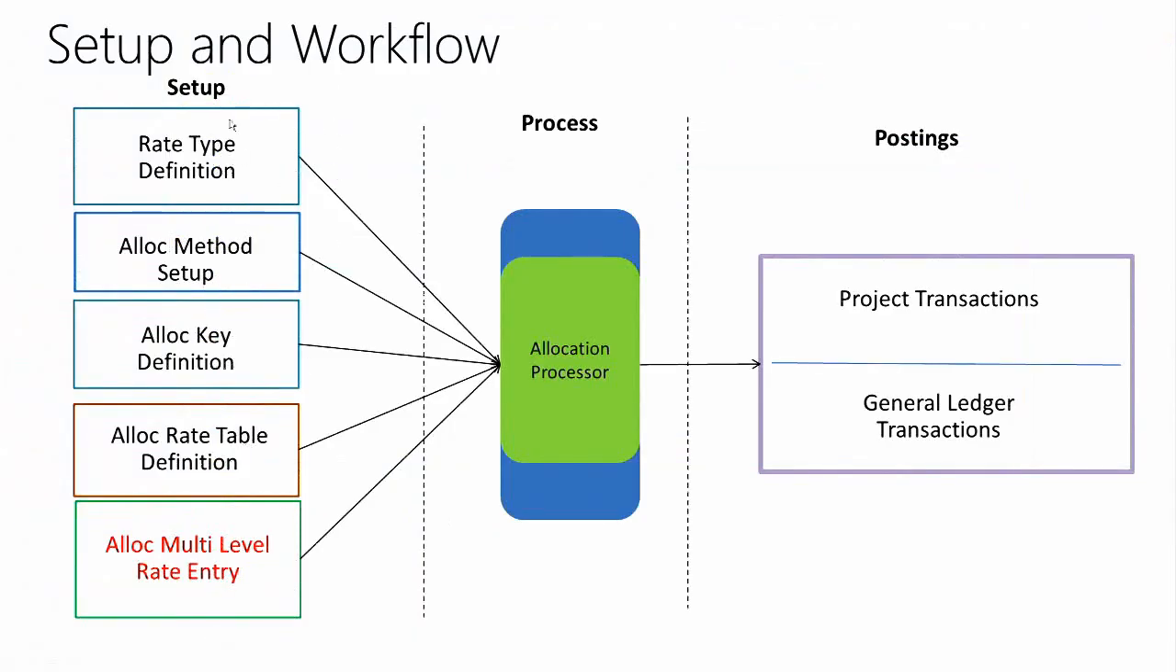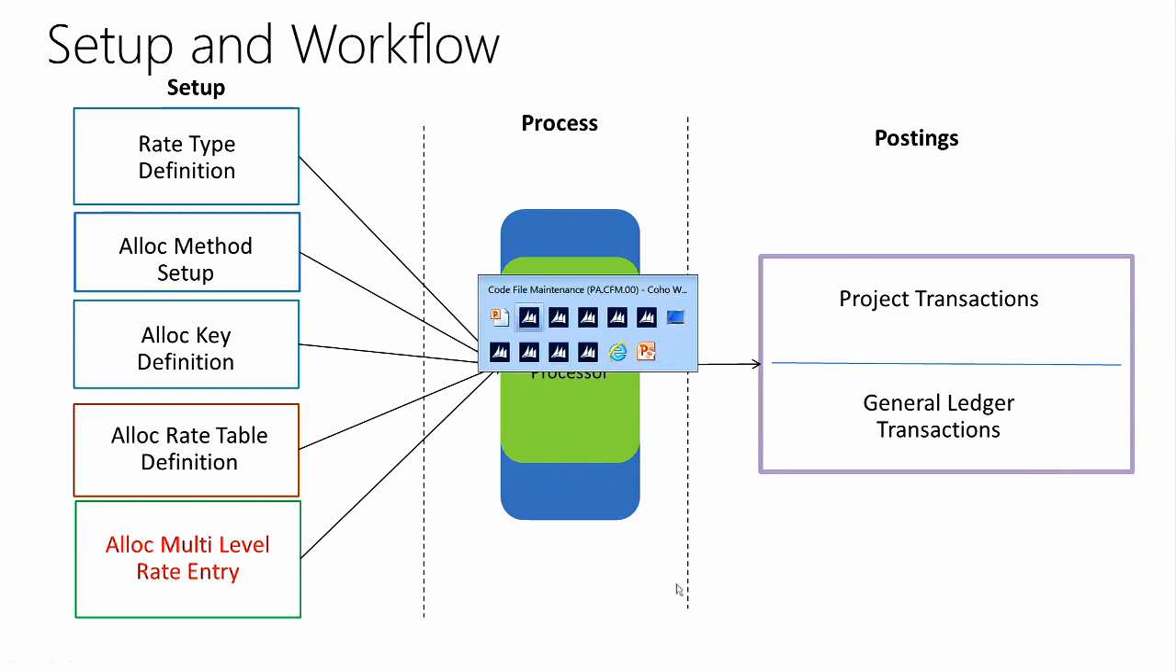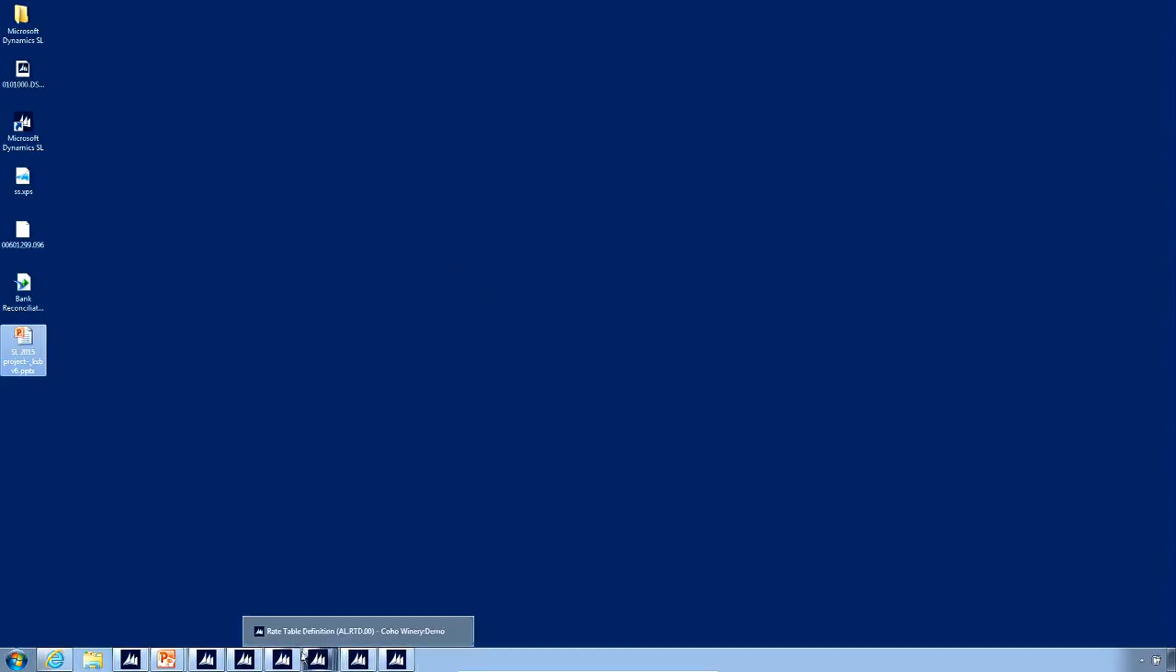Okay, so rate type, allocation method, allocation key definition, and the rate table. We've covered all of these, and these run through the allocation processor to generate your project transactions and your GL journal entry transactions. Now I want to take a minute and show you what happens after you run Allocator.